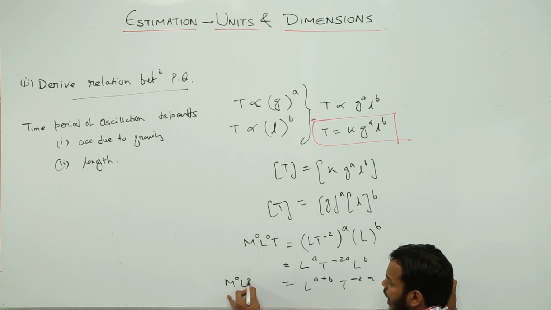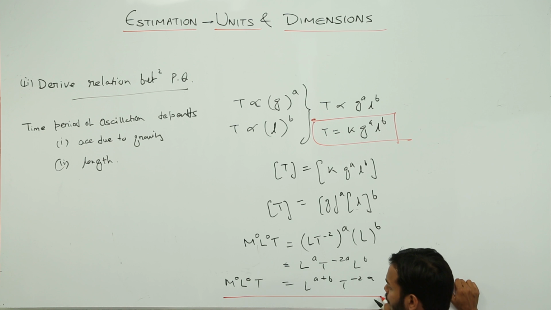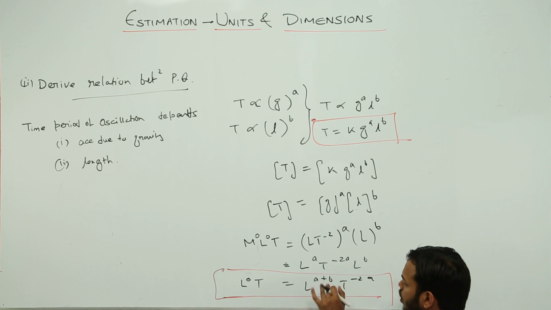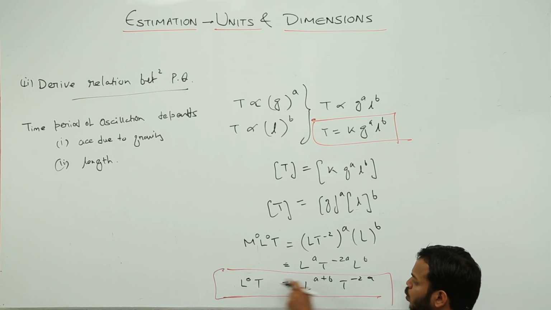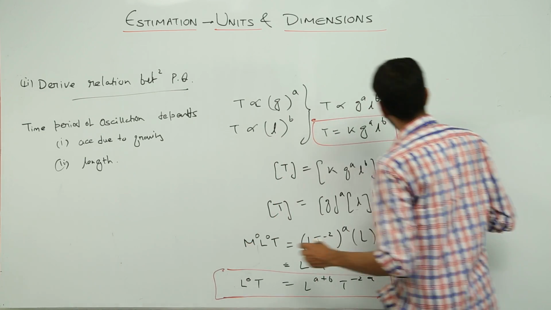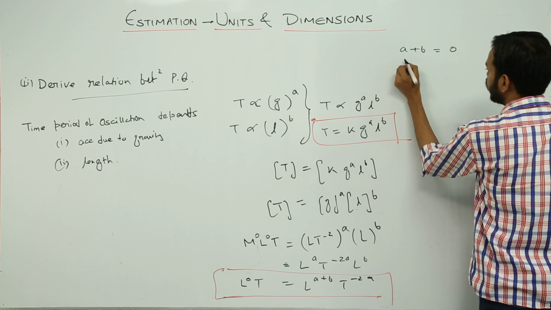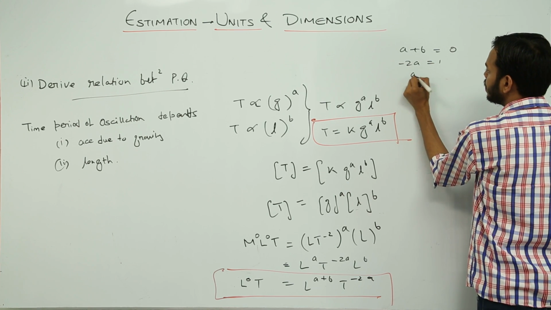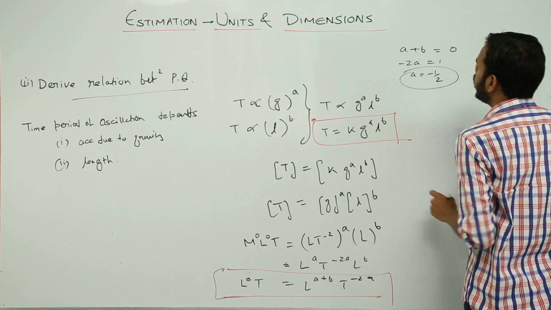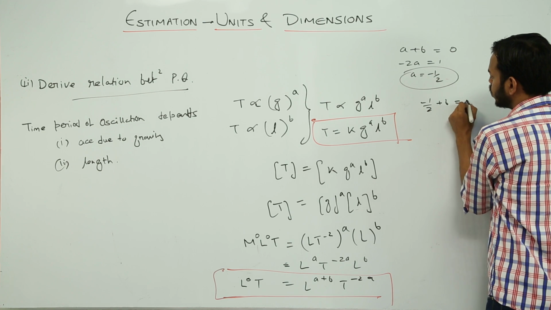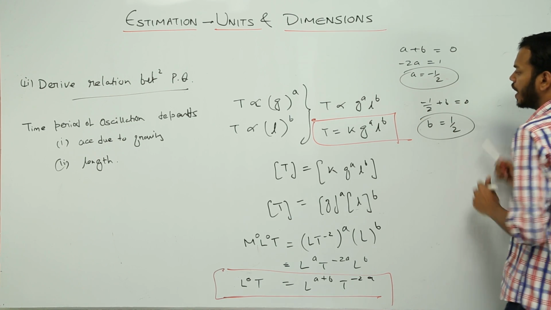Here I am having M^0, L^0 and T. So by this equation we can equate the powers. By this we can see that mass is absent on the right hand side, so we don't have to worry about the M factor. All we have to worry about is a plus b is 0 and minus 2a is 1. So this is what we get. a plus b is equal to 0 and minus 2a is equal to 1. Minus 2a is equal to 1, that means a is equal to minus 1 upon 2. I've got one value, put a is equal to minus 1 by 2 there. So minus 1 by 2 plus b is equal to 0, so I get b is equal to 1 by 2. So I've got both the values.